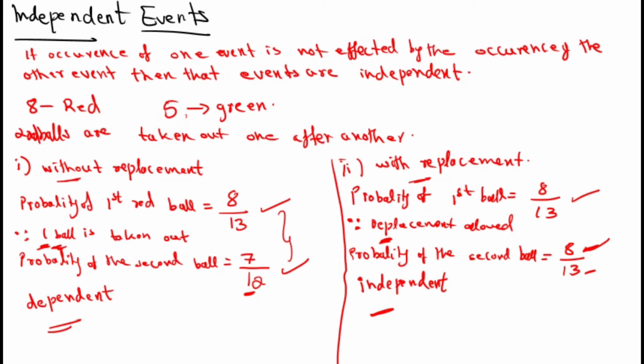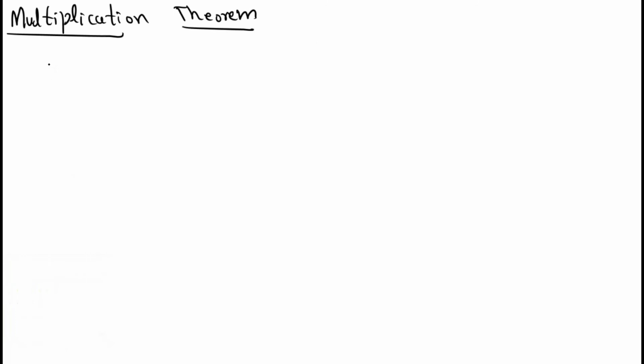Two events are said to be independent, in a particular case, if the occurrence of the first event will not affect the occurrence of the second event. That's the meaning of independent events. Next concept is the multiplication theorem. Let A and B be two events. I'm considering two events. For every pair of events, there exist two possibilities: the events may be dependent, or the events may be independent.